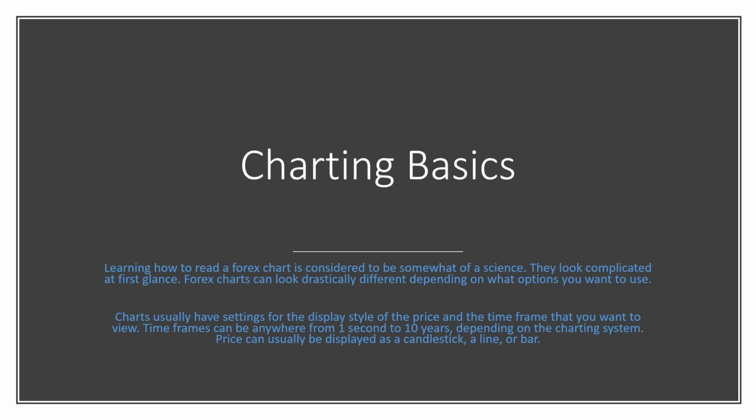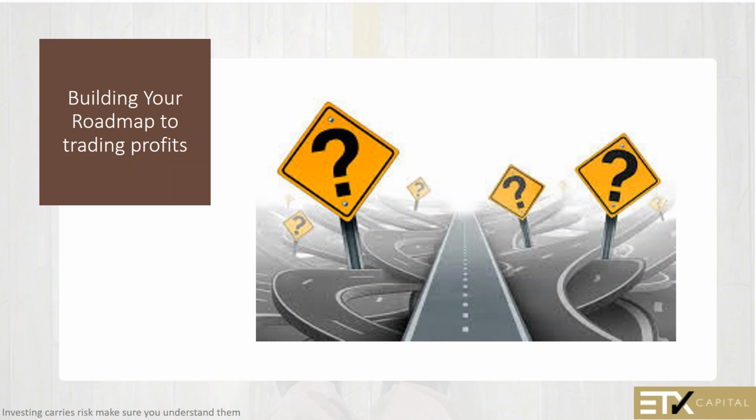Now, charts usually have settings for the display style of price and the time frame that you want to view. Some have time frames as little as 1 second up to 10 years of historical data, because this is where you would see how an asset has traded over a long period of time, allowing you to see how prices moved way back when and how prices were moving last year or 2 or 3 years ago on a chart. Now, price can usually be displayed as a candlestick, a line, or a bar chart.